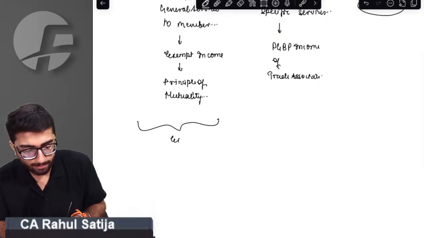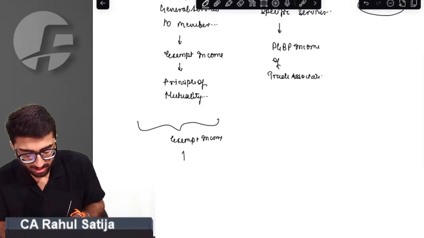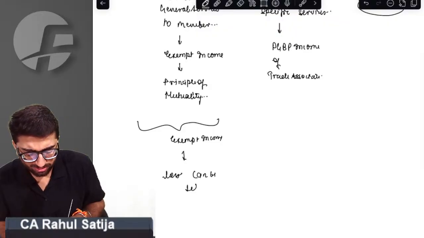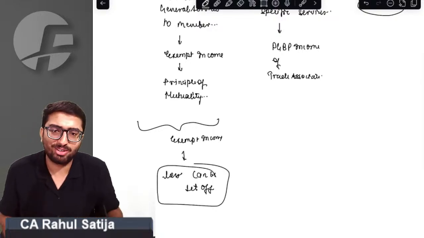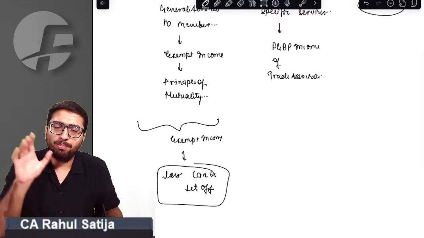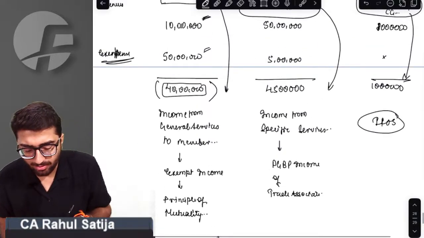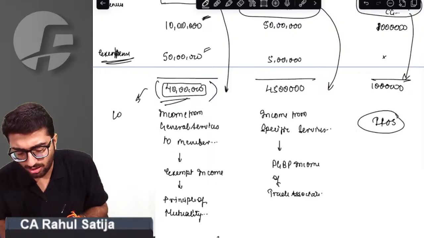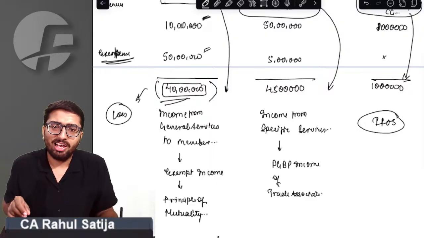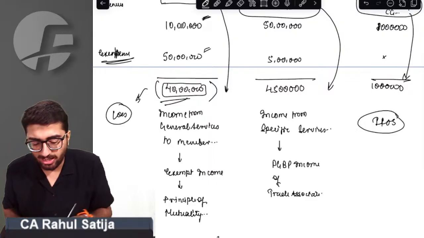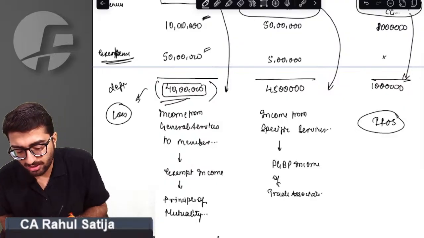Even though it is exempt income, losses can be set off. Oh my God. That is the best part of this provision, because while reading, the Income Tax Act never says it is a loss. It is not a loss. While reading the Bare Act, you will find that it is a deficiency. They call it a deficiency.